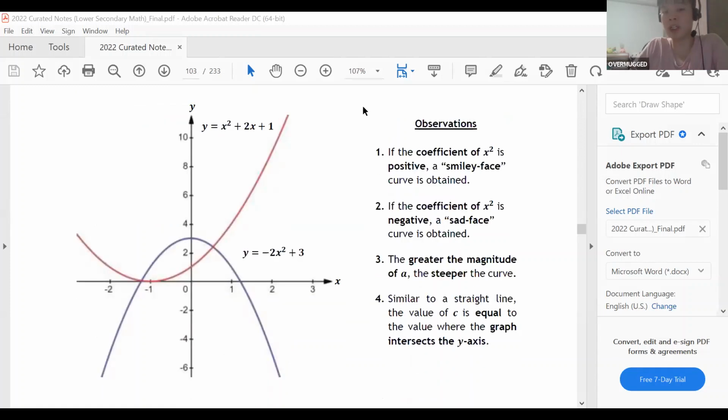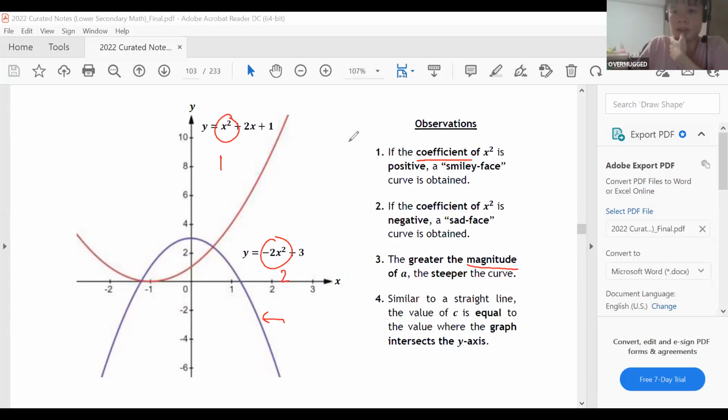Okay, and then let's look at general observations. Just now I mentioned already, the coefficient, the sign, actually affects whether you have a smiley face or sad face. And in this case, the greater the magnitude of A, the steeper the curve. So in this case, your A is 1, your A is 2 over here. Magnitude does not look at the sign, only looks at the number. 2 is greater than 1, right? So you can see that the slope or the steepness of this purple curve is actually greater.